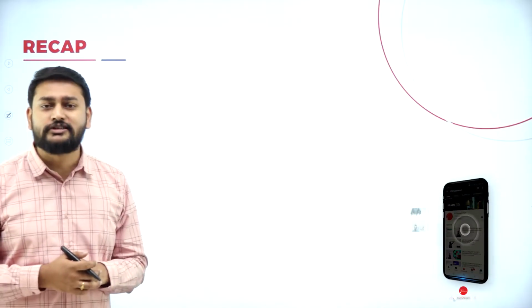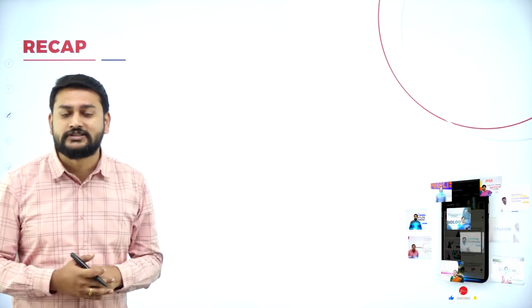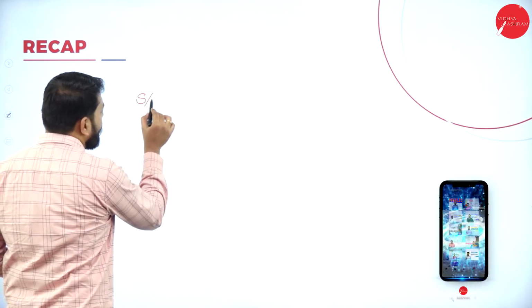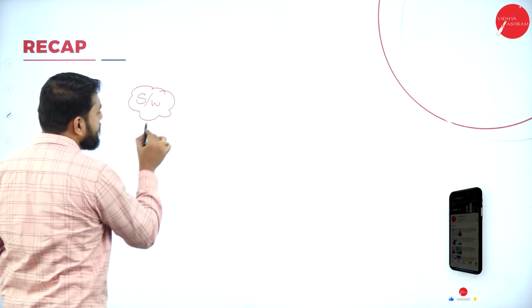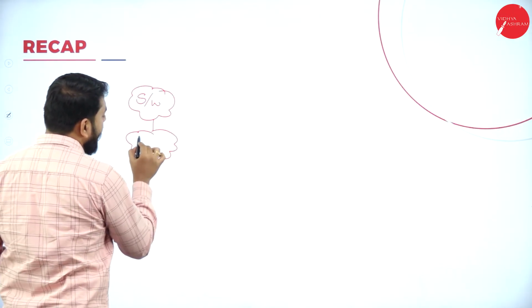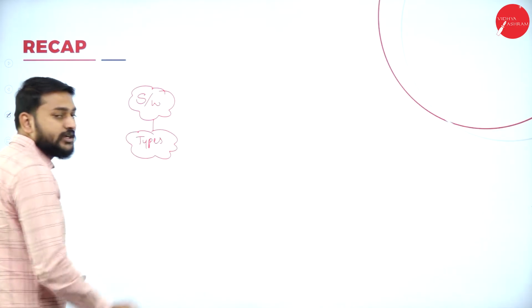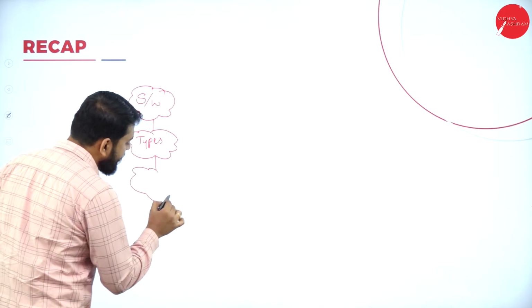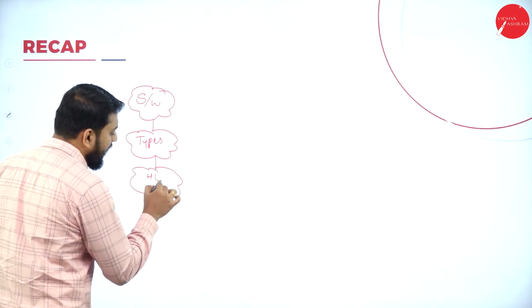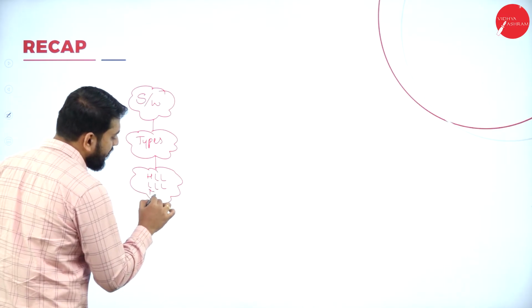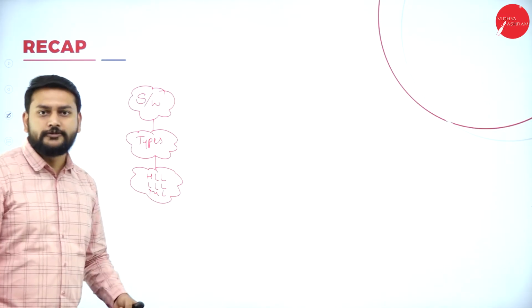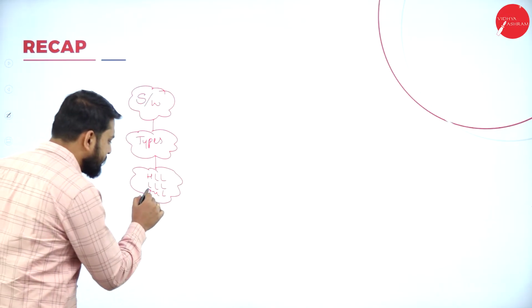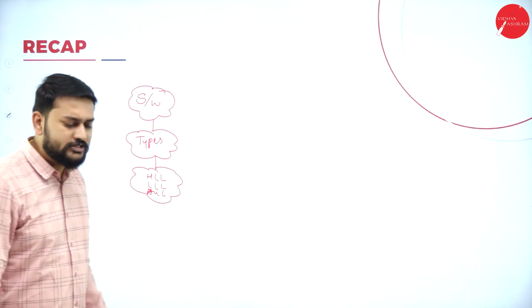Before that, let's recap what we have discussed till now. We started with what is software, and then types of software. We also discussed the different languages we have: high level language, low level language, and middle level language. We discussed assembly level language, which we also call a middle level language.